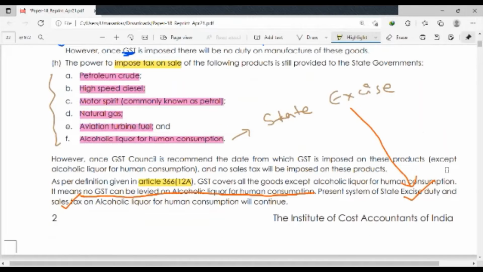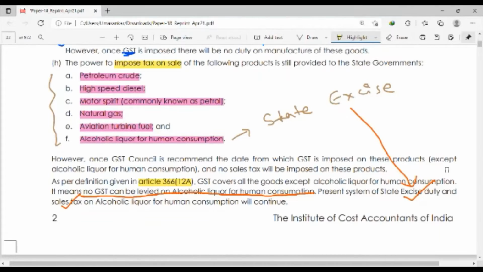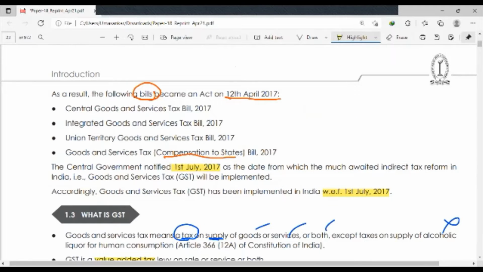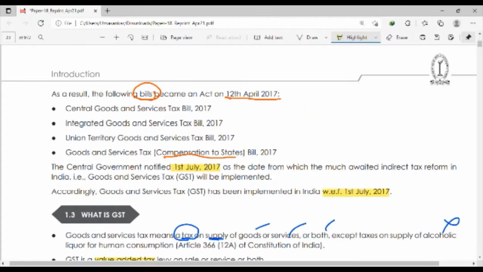Next, Article 366(12)(a). So here it is written that normally, the present system is we levy state excise duty and sales tax on alcohol liquor for human consumption, till it comes under GST. As a result, what happened? As we have already said, for the constitutional amendment, when the bill becomes an act, then the act is started.